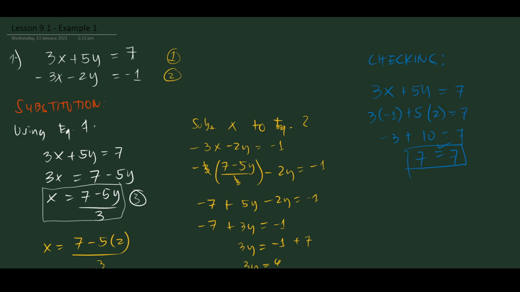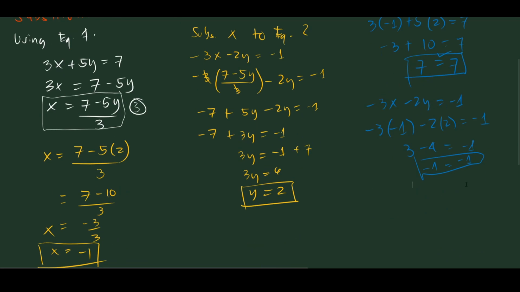What about equation 2? We have negative 3x minus 2y is equal to negative 1. So negative 3 multiplied by negative 1, minus 2 times 2. We have here 3 and then minus 4 is equal to negative 1. So indeed, negative 1 is equal to negative 1. Okay, so we are correct here also. So our answers here are indeed correct.